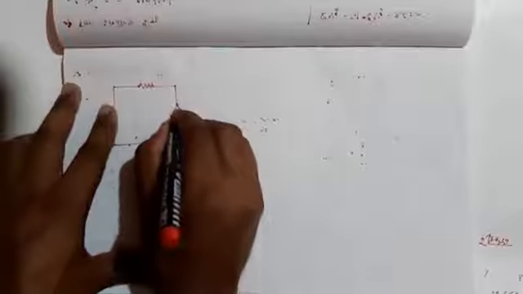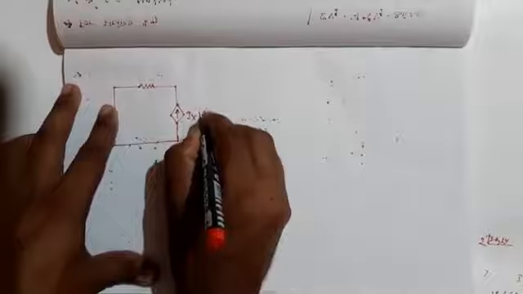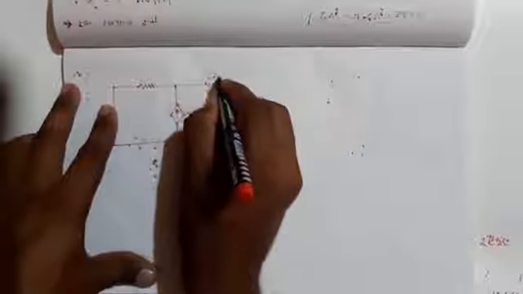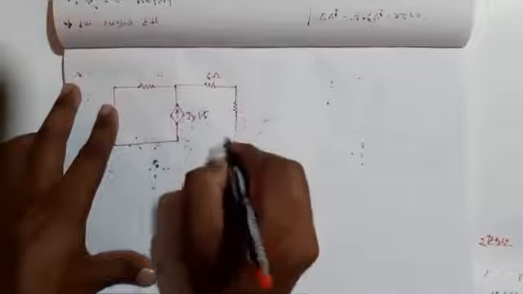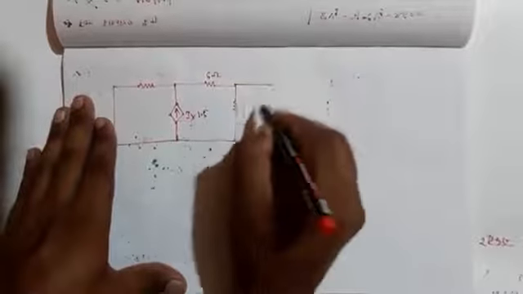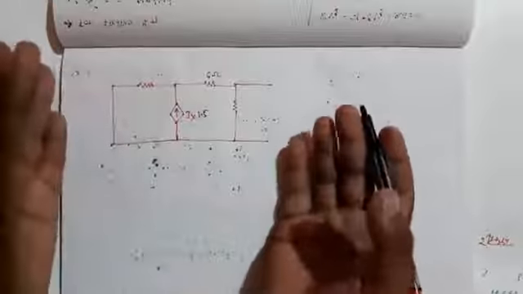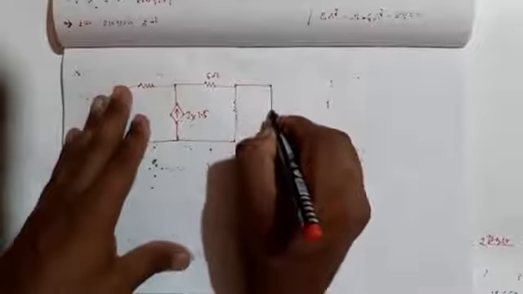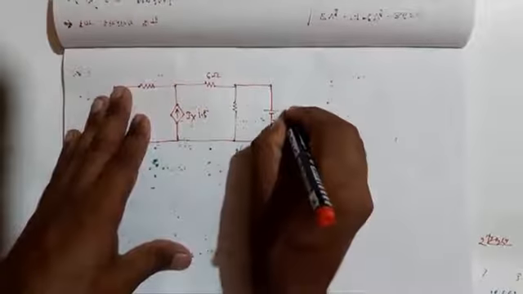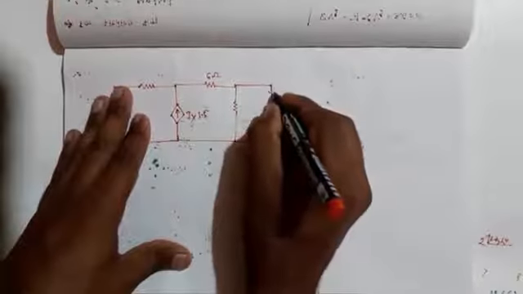This is IX, 1.5 IX. This is 6 ohm, this is 8 ohm. In this method we connect a dummy voltage source or current source, either is your choice. Here we connected a voltage source like 1 volt, and we need to find that much current.